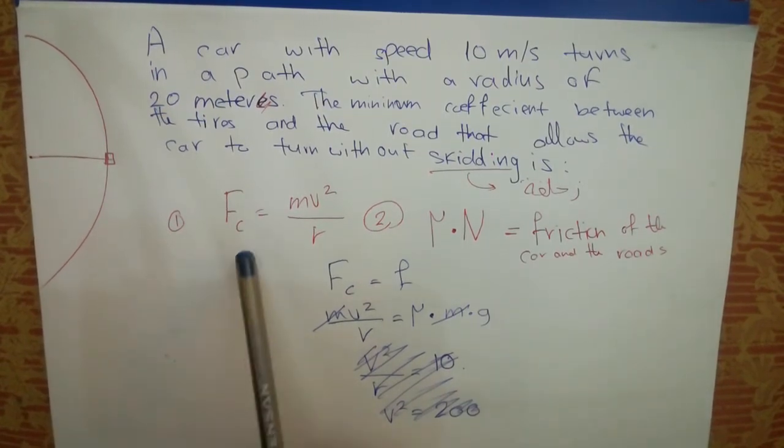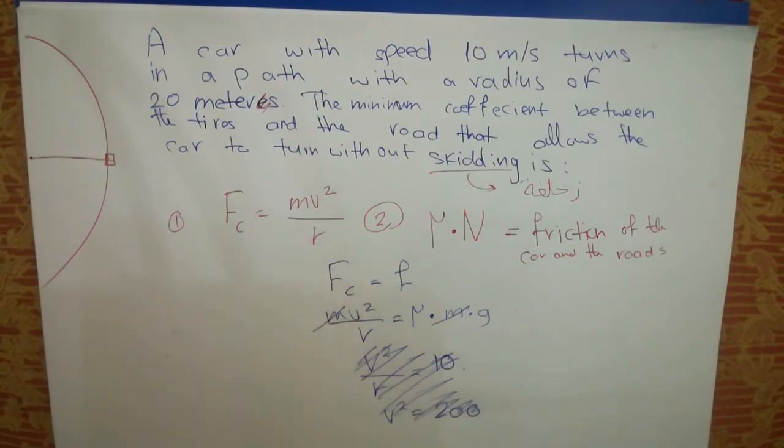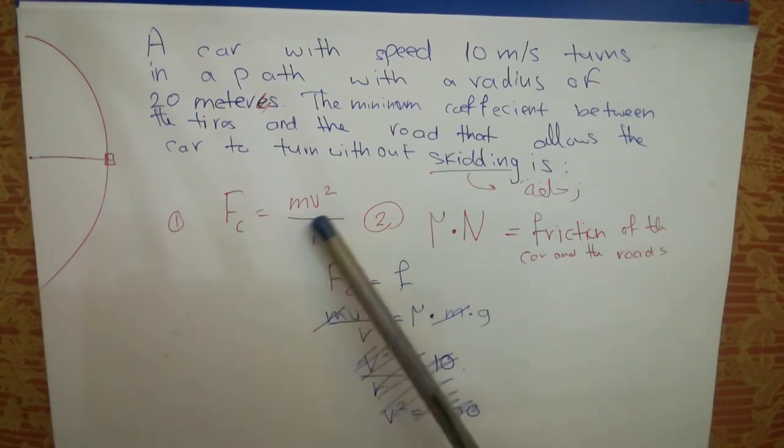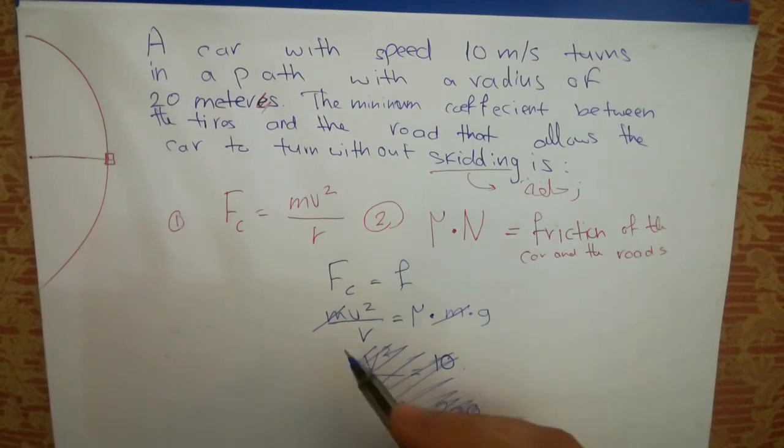Centripetal force is equal to mv squared divided by the radius. The second thing is that the coefficient of friction multiplied by the normal force of the car is equal to the friction between the car tires and the road. So we have these two things. The third thing to understand is that the centripetal force is equal to the friction. So just ignore this right over here.